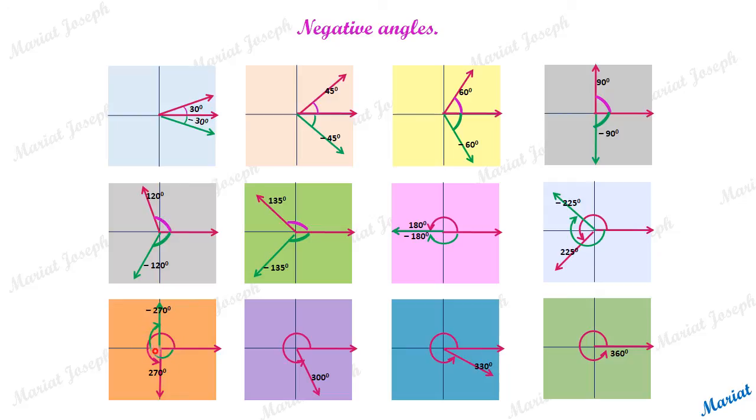Can you say what would be the coterminal positive angle for minus 270? Yes, plus 90 degrees. Plus 90 is from here to here, this. Anti-clockwise 90 is positive 90 and minus 270 is from here to here. Both of them have the same terminal side. Minus 300 degrees, minus 330 degrees, minus 360 degrees.